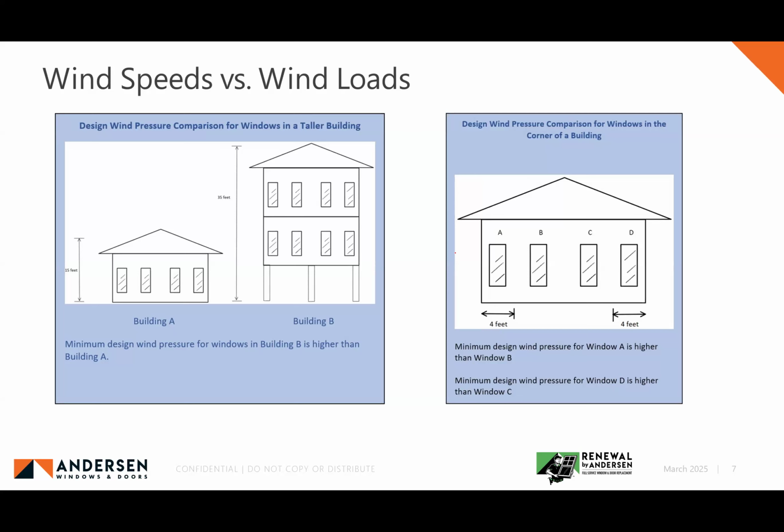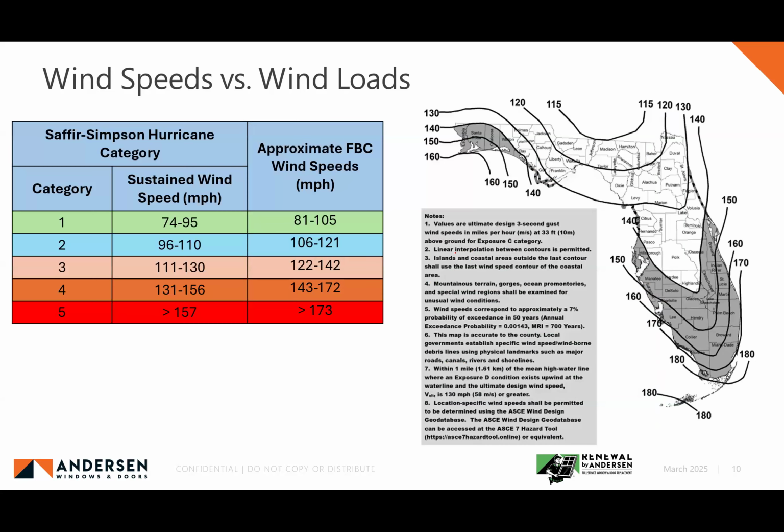Because it would matter where it's located, its wind speed. And to add on top of that, I don't know if we've ever talked about this before, but the wind speeds that we get from the Saffir-Simpson hurricane category, the ones that the general public are familiar with, are actually sustained winds. These are sustained wind speeds.